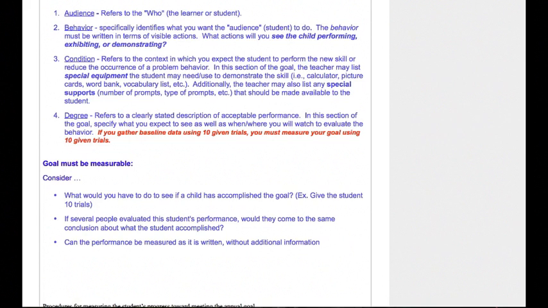We don't want to say things like the student will become an emergent reader. You can say that, but what does that mean? So specify the student will become an emergent reader by demonstrating the following behaviors, and then make sure that it's all measurable.